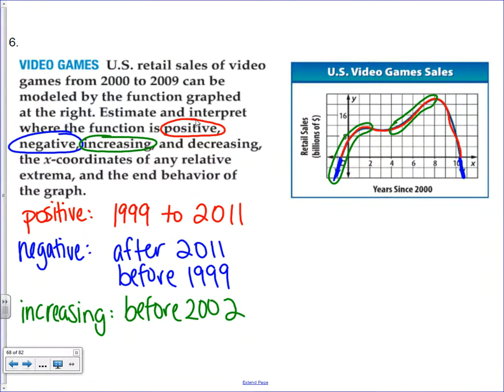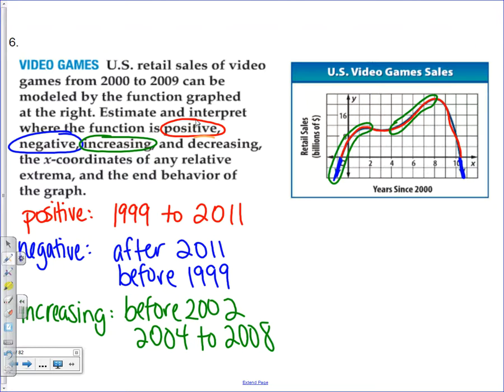Where else is it increasing? Where else is it going up? Yeah, 2004 up until 2008. So then 2004 to 2008. Does that make sense to everybody? Yeah? Kinda. So it starts going up at 2004 and then it stops going up at 2008. All right. What else are they asking me for?